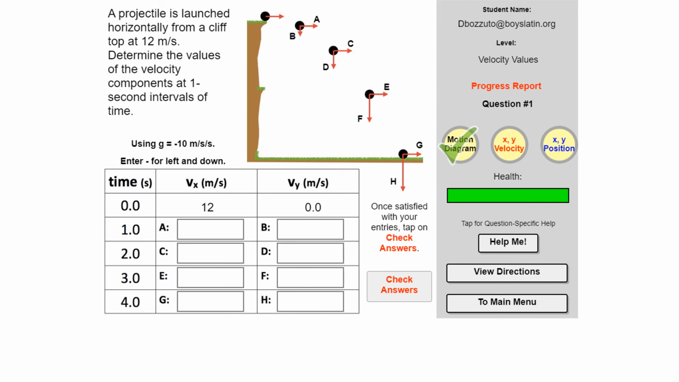Now, this part we just did. But let's look at it in terms of this problem. A projectile is launched horizontally from a cliff at 12 meters per second. Well, that to me means that this arrow is 12. That's what that's saying to me. And because it was launched horizontally, I could assume that the y vector starts off at 0. Oh, in fact, they gave that to me right here.